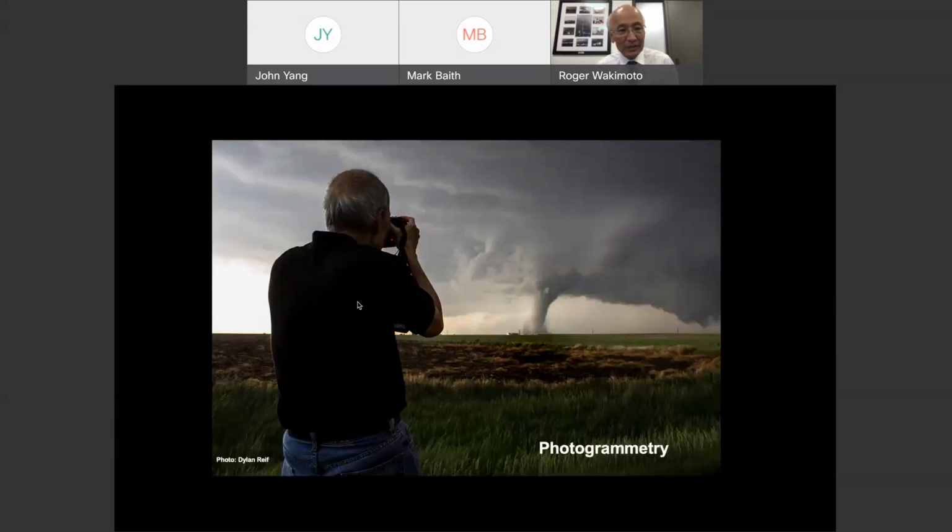So I love this picture. This was taken by Dylan Reef. Finally, after all these years of severe storm research, someone captured a picture of me taking a picture of actually the case that I'm going to talk to you about today. This is the Dodge City tornado. This is not Photoshop, by the way. I'm not being pasted into this photograph. It's a real photograph. And it allows me to introduce the subject of photogrammetry for those who are not familiar with it.